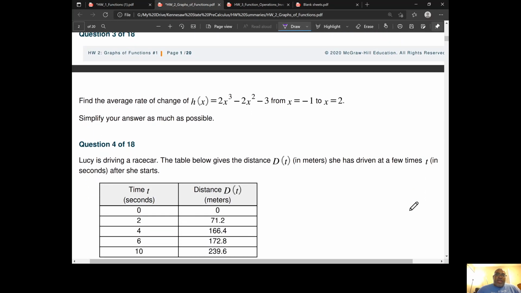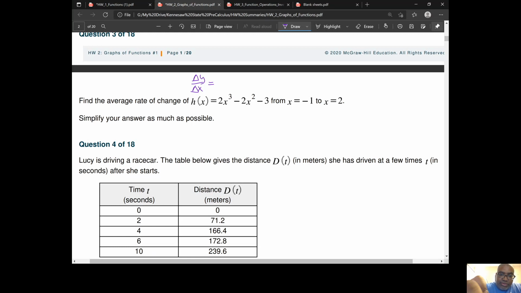Find the average rate of change of h of x, that complicated equation, from x equals -1 to x equals 2. Simplify your answer as much as possible. All right, so the rate of change is an average rate of change. The slope is an application of that. Okay, so our formula, delta y over delta x, still works.